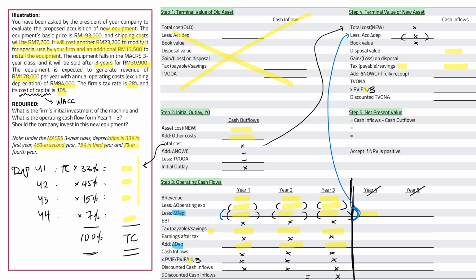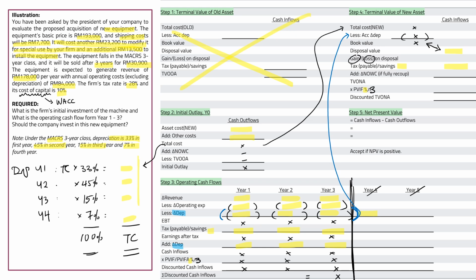Book value. Okay, disposal value. Depending on what the book value is, we need to find out if we have a gain or loss on disposal. If the disposal value is greater than the book value, then we have a gain. However, if the disposal value is lower than the book value, then we have a loss.